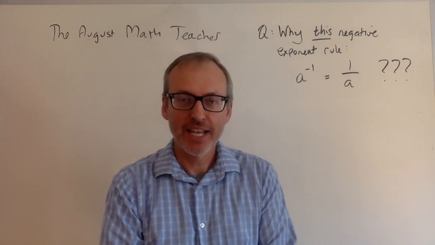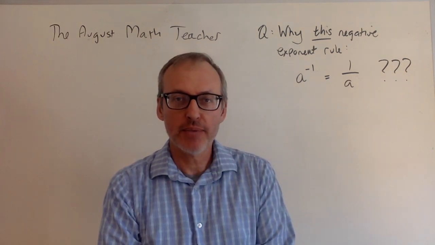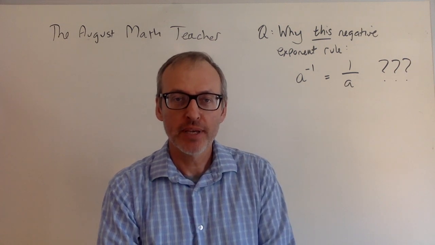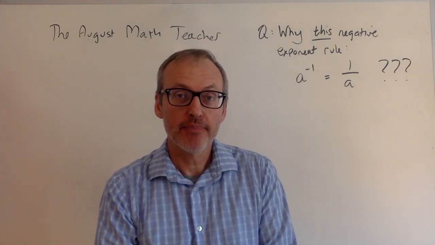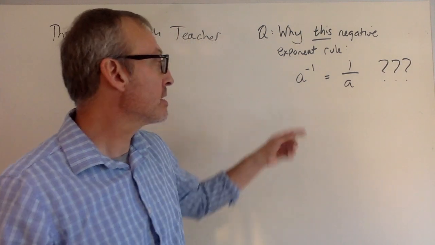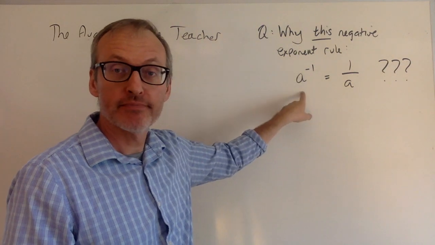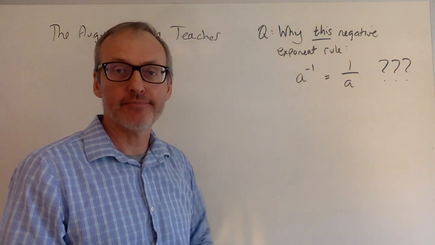Hello. In just a few minutes, I'm going to explain why this seemingly bizarre exponent rule makes sense. The negative exponent rule I'm thinking of is that when you take a number a and you raise it to a -1 power, why is that 1 over a?